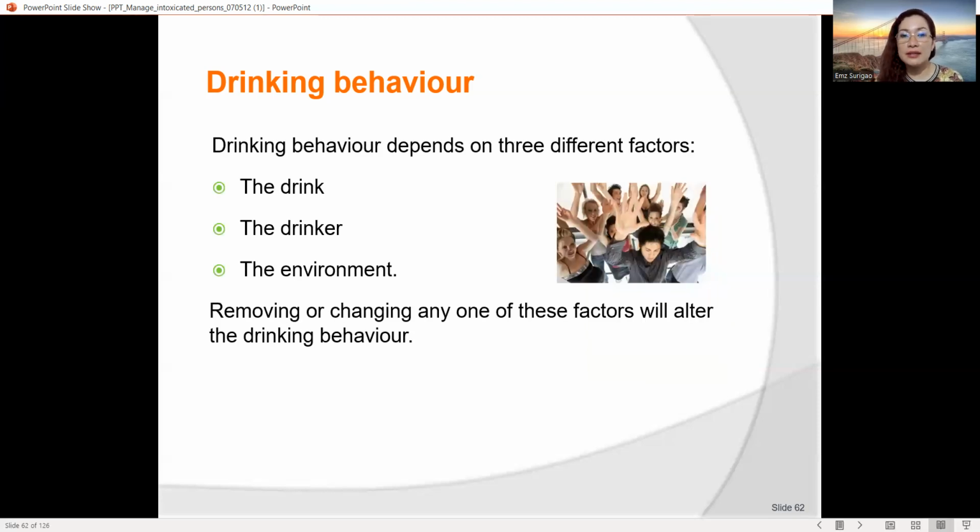Drinking behavior depends on three different factors. So first, the drink. Second, the drinker. And third, the environment. Okay? So removing or changing any of these factors will alter the drinking behavior. So it is very important that you manage the three different factors if you are the manager.